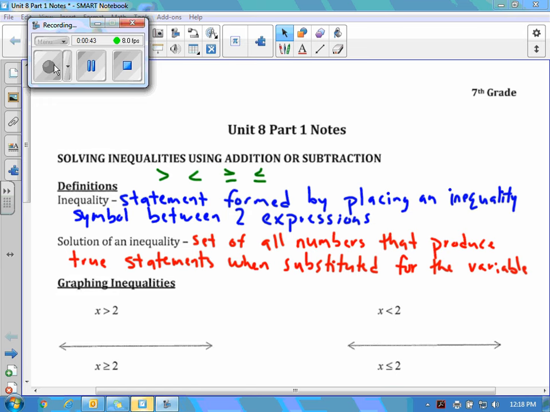The solution of an inequality is the set of all numbers that produce true statements when substituted for the variable. When we're solving equations, our solution is just one number. For an inequality, it's a whole set of numbers.